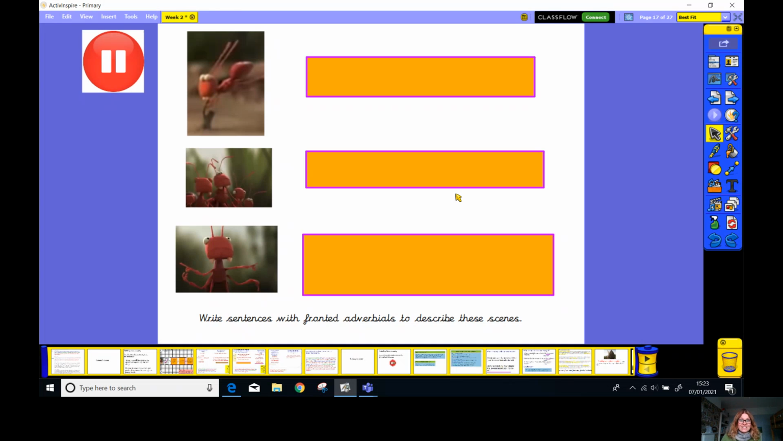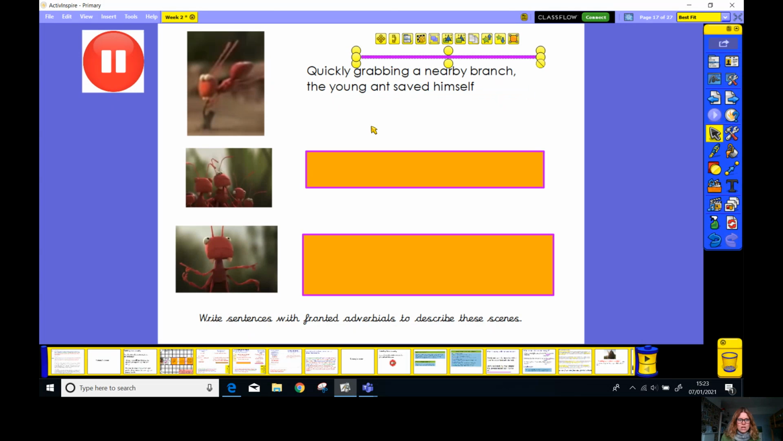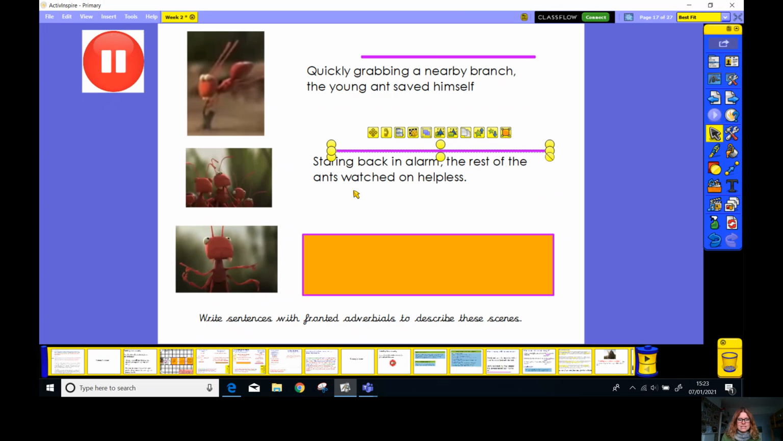Okay, right then. Hopefully you've come up with some really nice sentences and I look forward to reading them later. But let me show you the sentences that I came up with that might help you if you have been a little bit stuck. So here we have the ant holding on. I wrote this sentence: Quickly grabbing a nearby branch, the young ant saved himself. So here is my fronted adverbial. My next one: Staring back in alarm, the rest of the ants watched on helpless. They don't know what to do until they're told what to do by the queen ant.